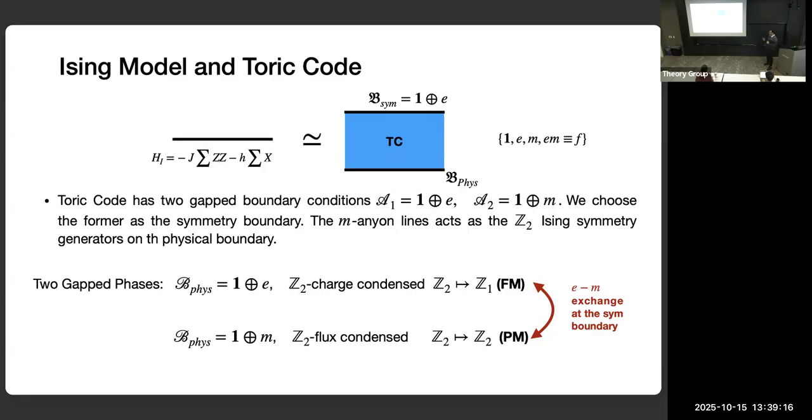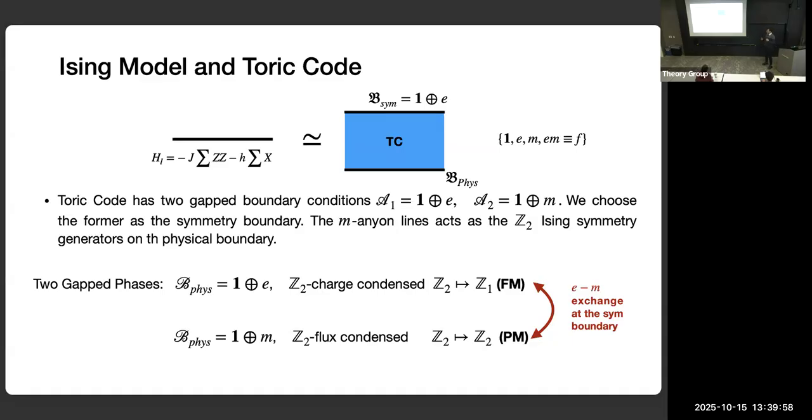Now I can also choose gapped boundaries for the bottom physical boundary, again with the same choices, E and M. Now since I declare that my M lines are symmetry operators, the charged object under this symmetry would be the E anyons. So when I condense the E anyons at the bottom, I'm condensing a Z2 charge, and the ground state must be breaking the Z2 symmetry spontaneously. So the ground state degeneracy is twofold, and this describes an SSB phase of this Ising Z2 symmetry. So that's the ferromagnetic phase.